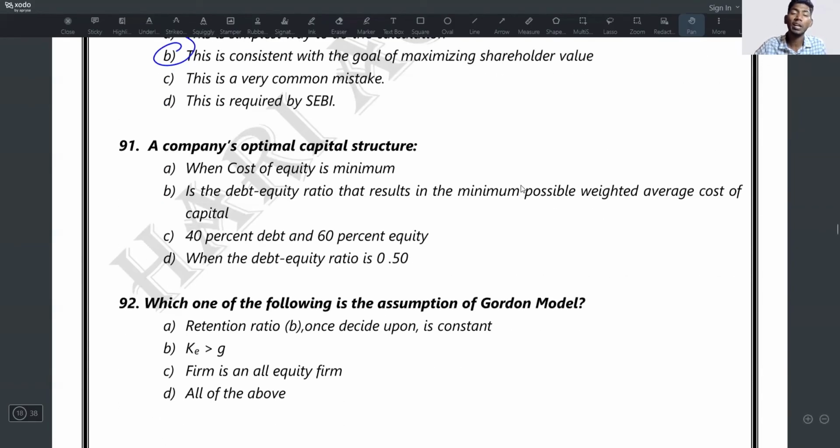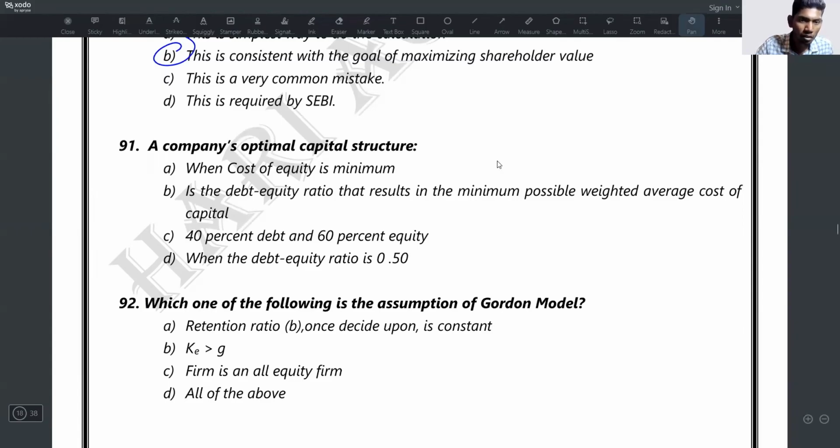So moving to question number 91, a company's optimal capital structure. What does it mean? It is the debt equity ratio that results in the minimum possible weighted average cost of capital, right? So the optimal capital structure is the debt equity mix that minimizes the weighted average cost of capital. When a company finds this optimal balance, it maximizes the firm value and minimizes the cost of financing, leading to the most efficient use of capital, right?